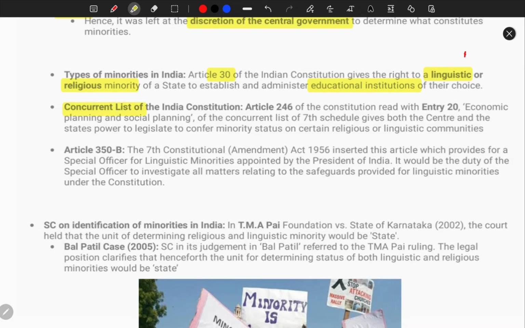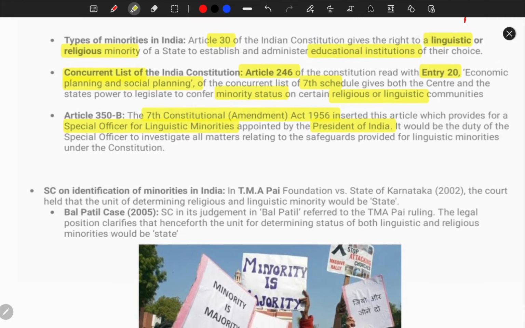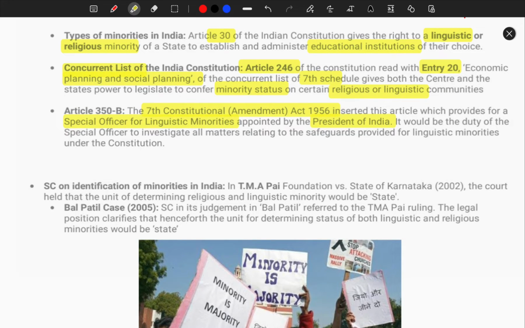In the same way, Entry 20 of the concurrent list of the Indian Constitution, economic and social planning, in the 7th Schedule also provides that both the state and the center have the power to confer minority status on certain religious or linguistic communities. Also, Article 350B, inserted by the 7th Constitutional Amendment Act 1956, provides that a special officer for linguistic minorities can be appointed by the president, and it is his duty to investigate and safeguard linguistic minority issues.